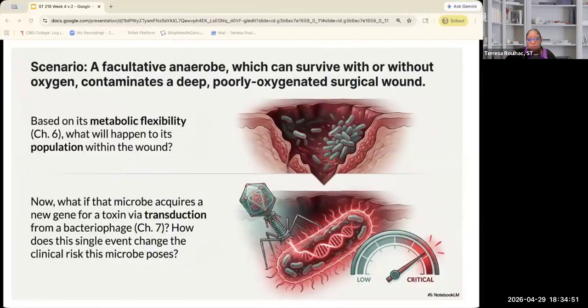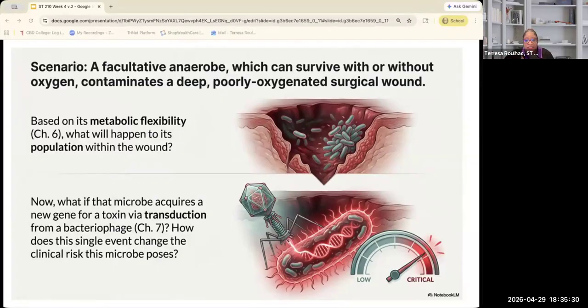So we add one variable. The microbe acquires a new toxin gene through transduction from a bacteriophage. One event, one gene. That single genetic event can increase tissue damage, intensify inflammation, and overwhelm the host's defense, escalating a localized infection into a systemic threat. This is why genetics matters clinically.